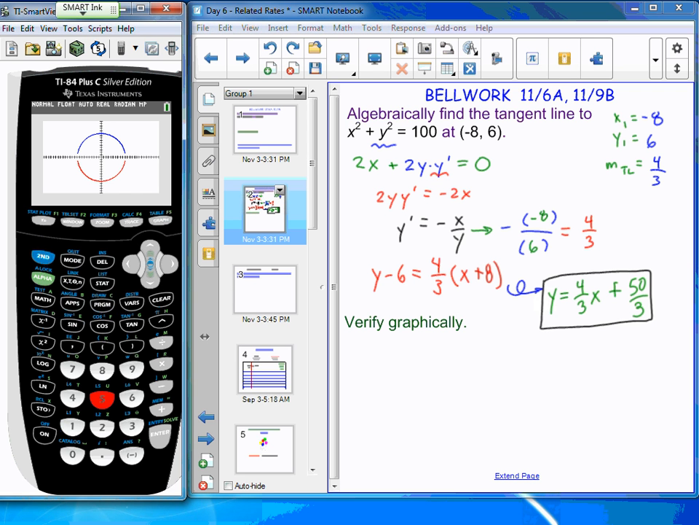All right, we want to know the equation of the line tangent to the curve at negative 8, 6. So let's enter our equation of the line first. Let's enter what we got: 4 thirds x plus 50 thirds.